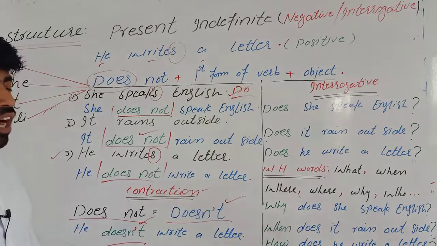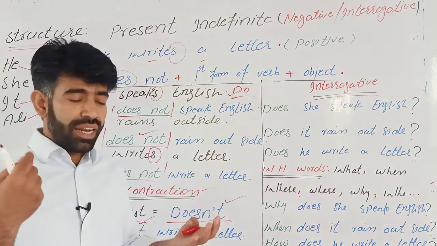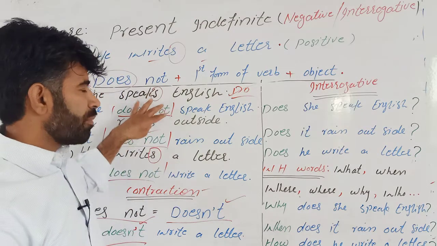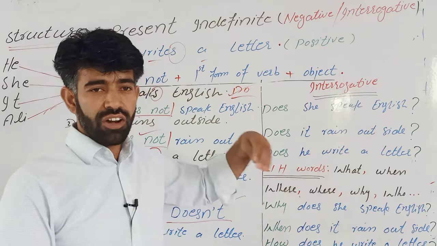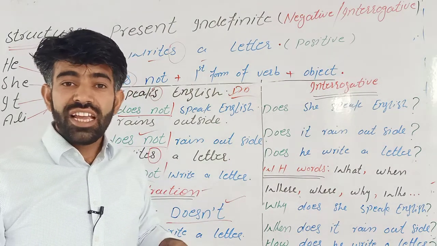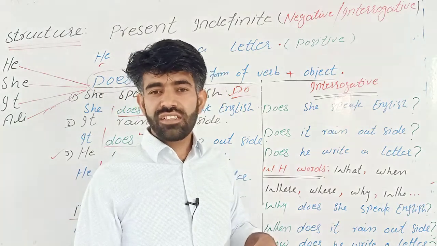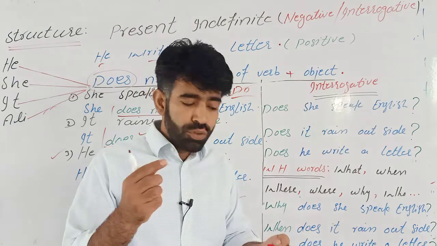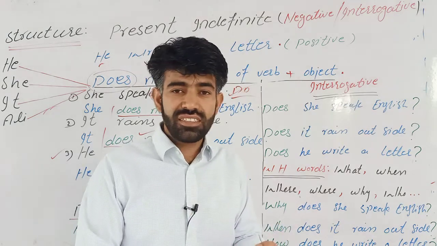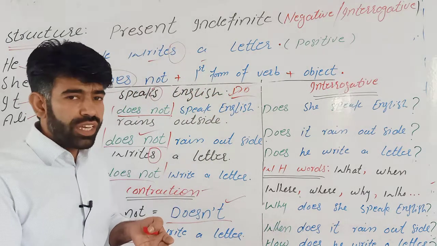So let's talk about how to make interrogative sentences of present indefinite tense. Sometimes the students get confused. They think this may be a different tense, and making positive sentences may be a different tense. No, it is not like that. In every tense, whether present, past, future, present indefinite, or any other, you may make positive sentences, negative sentences, interrogative sentences with a helping verb, and interrogative sentences with WH words.